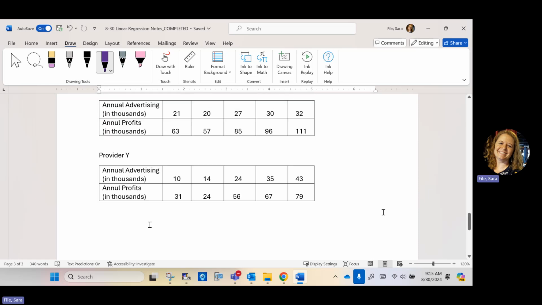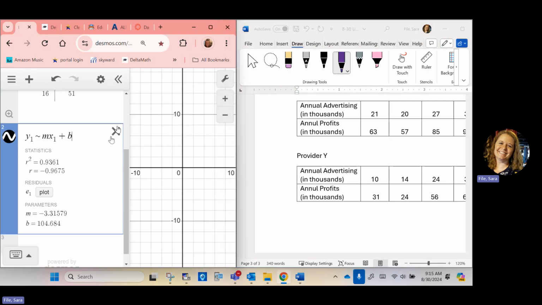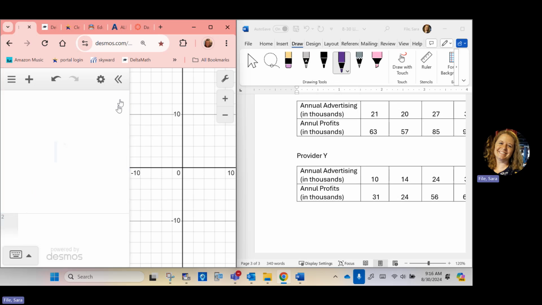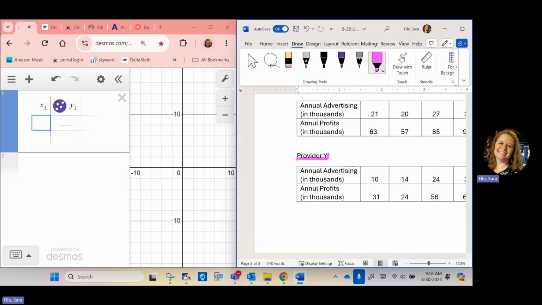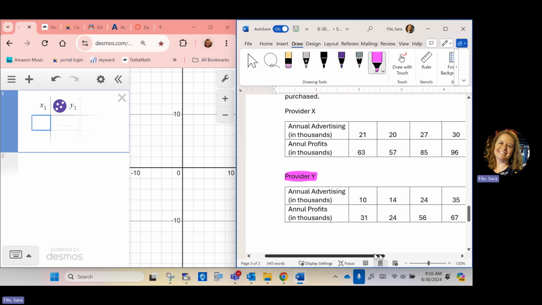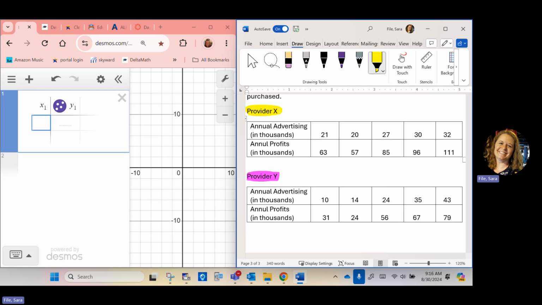So we're going to write our equation, our regression model, for both of these. Now be sure you clear out your calculator from the previous problem. You want to clear it all out, okay, and then start fresh. Okay, so we're going to make a new table. Now we'll do some color coding here. We'll say provider Y, we'll highlight everything from provider Y in pink, purple, whatever that is. And let's do provider X yellow. Okay, so I'm going to start with provider X's data.